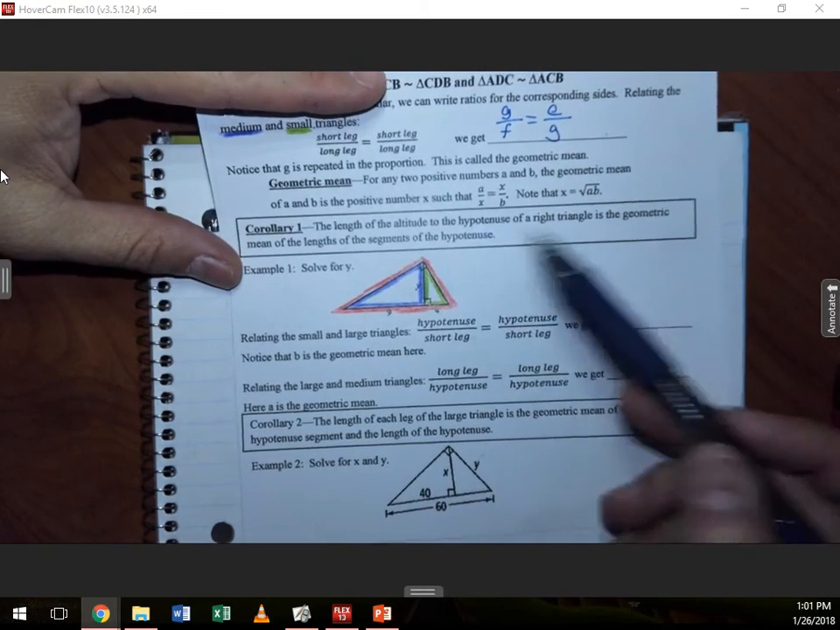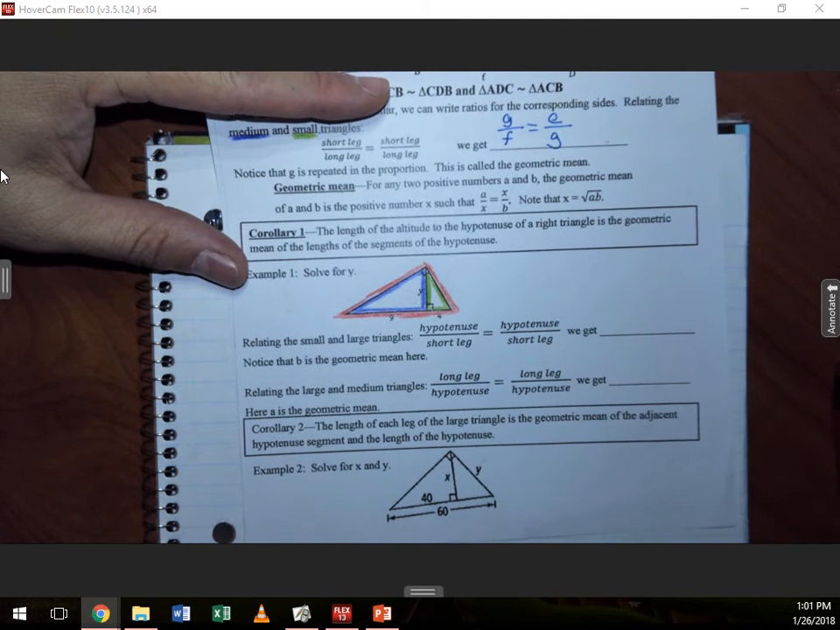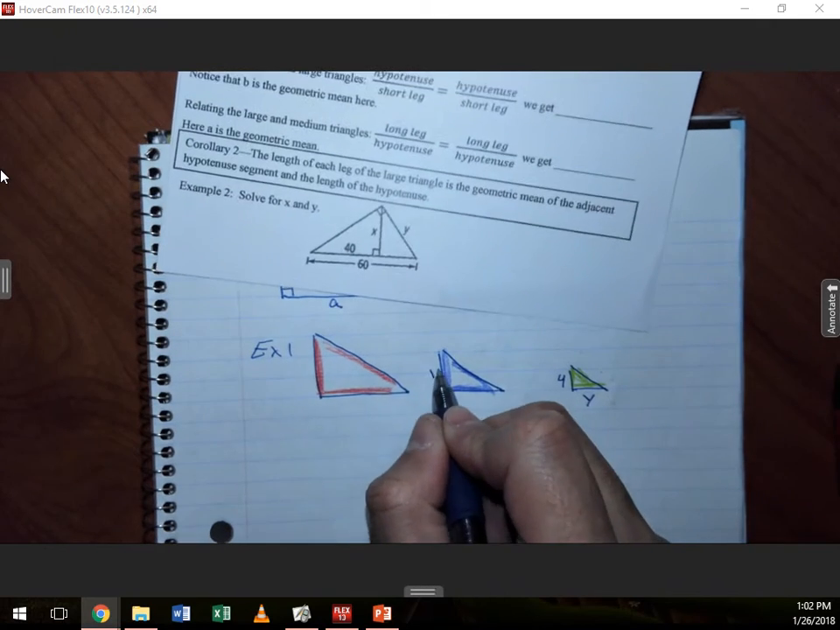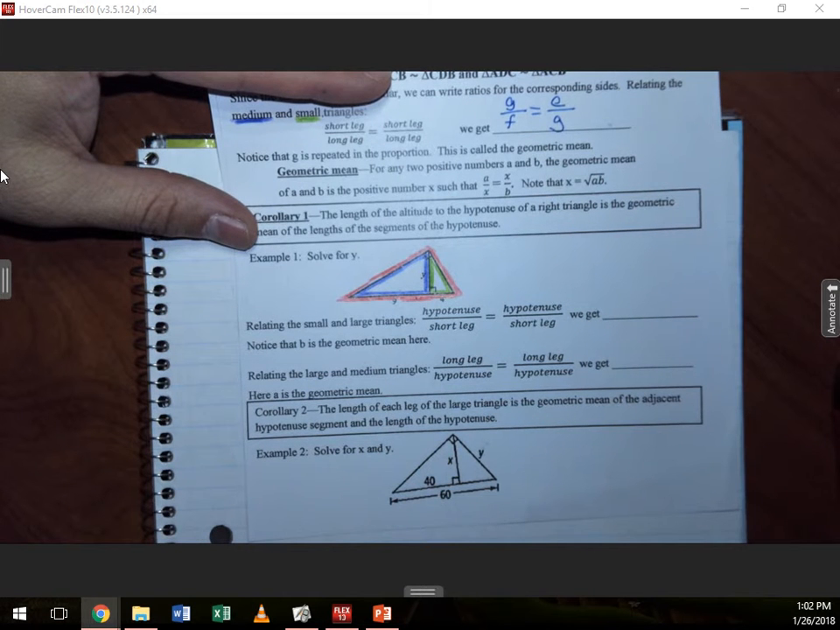Okay? So let's take a look at my grande. What is the short leg of my grande? Y. So I'm going to put a y right there. What is the long leg of my grande? 9.